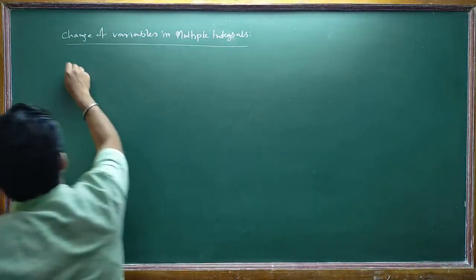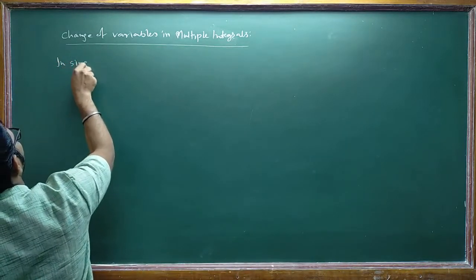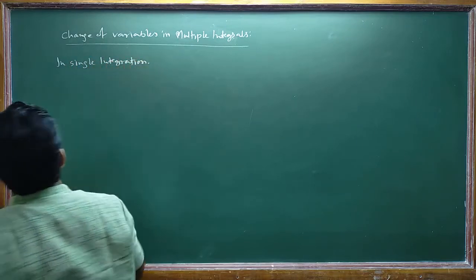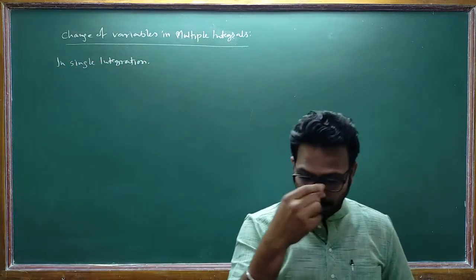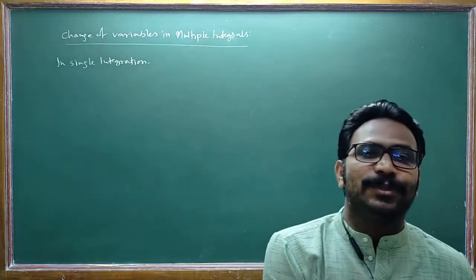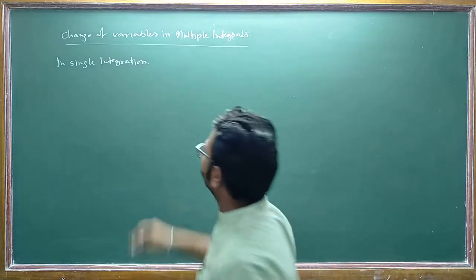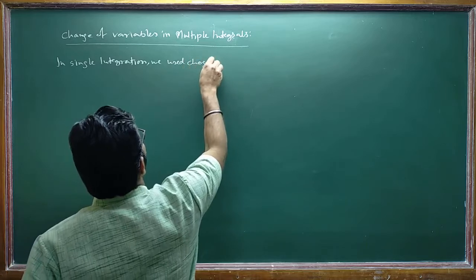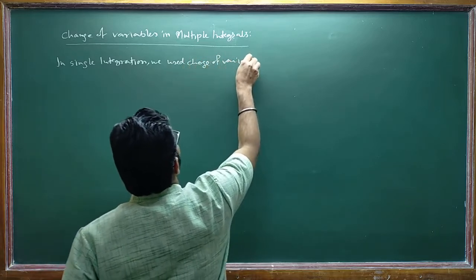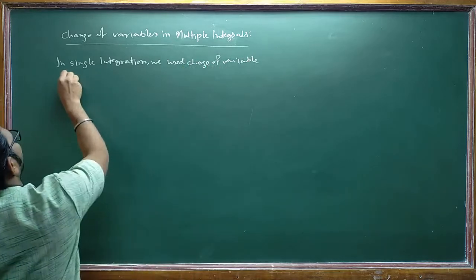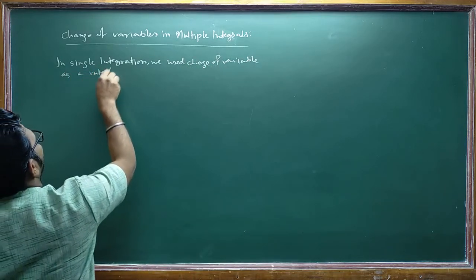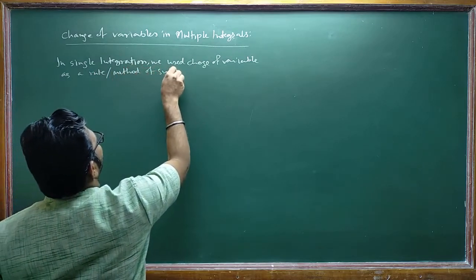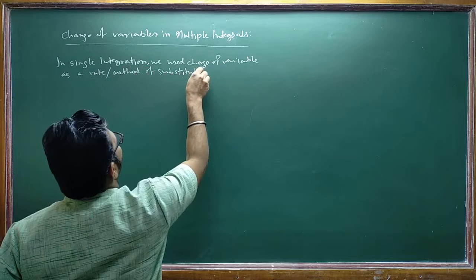So in a single integration, what we have done, we use the method of, or the rule of substitution, or the method of substitution to evaluate the integral. Okay, we use this change of variables as a rule or method of substitution.